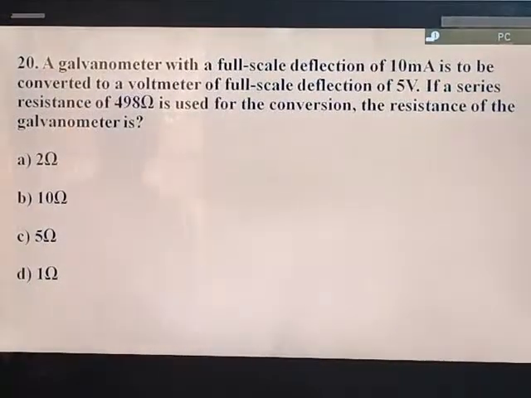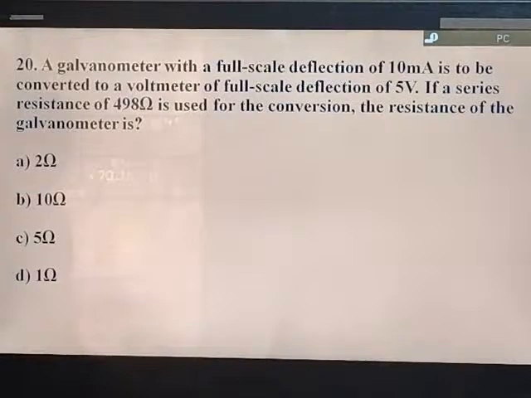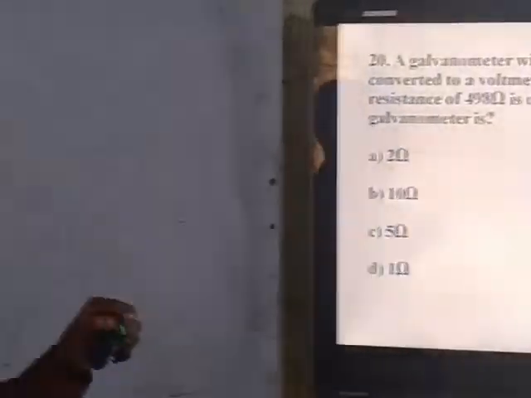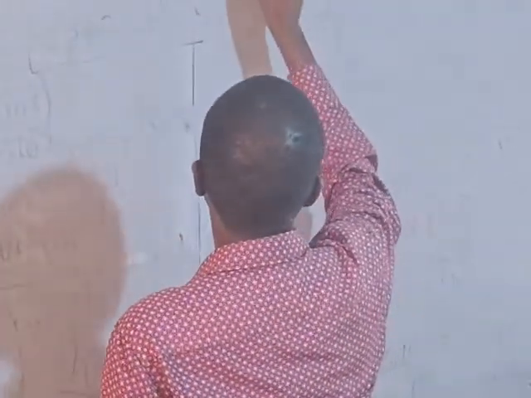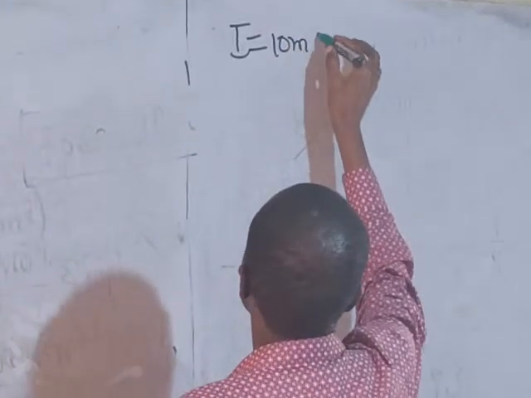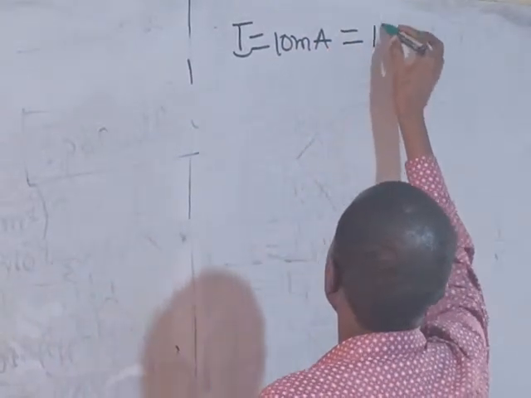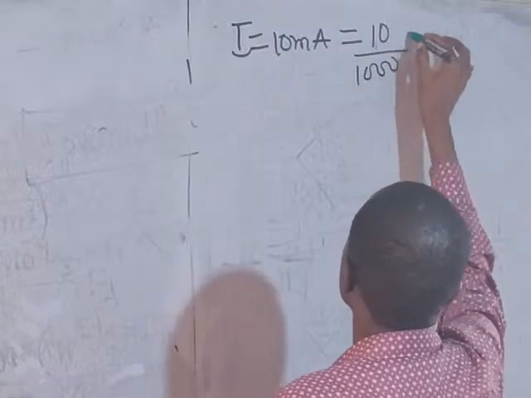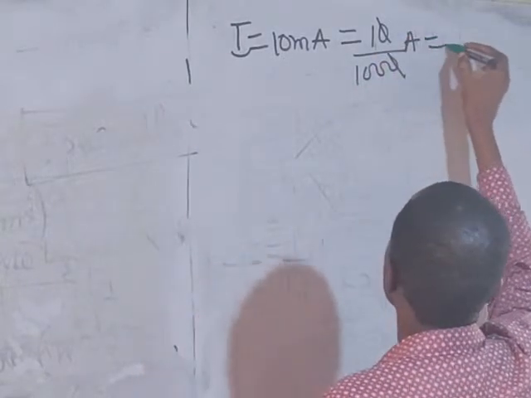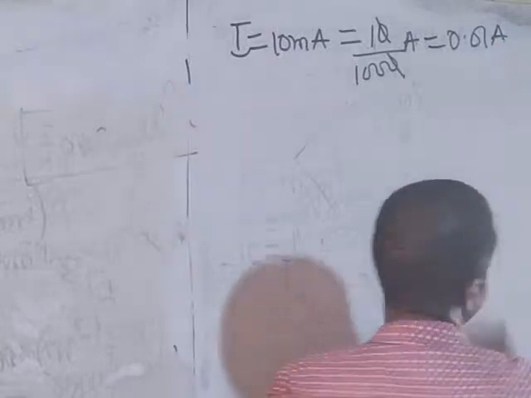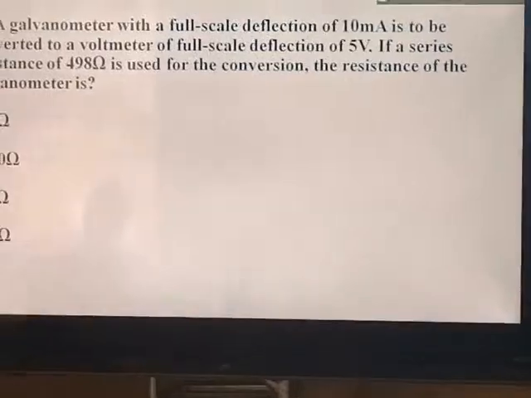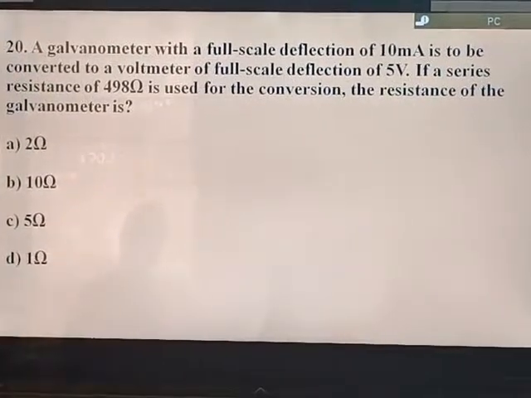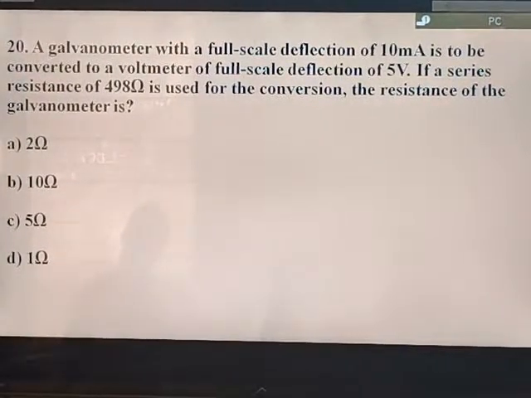Okay, now let's look at the last question. It says a galvanometer with a full-scale deflection of 10 milliampere. That was what I was talking about some moments ago. You are given the current here in milliampere. So current I is equal to 10 milliampere. What are we supposed to do? We divide by 1,000 to convert it to ampere, and that gives us 0.01 ampere. Now, it will be converted to a voltmeter of full-scale deflection 5 V. So the PD is equal to V, which is 5 volts.